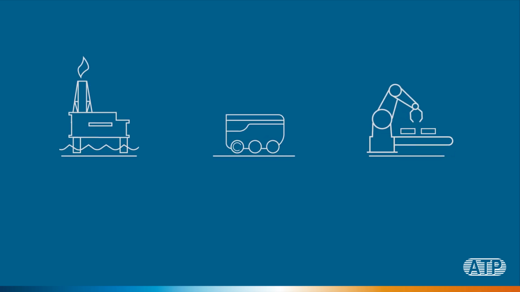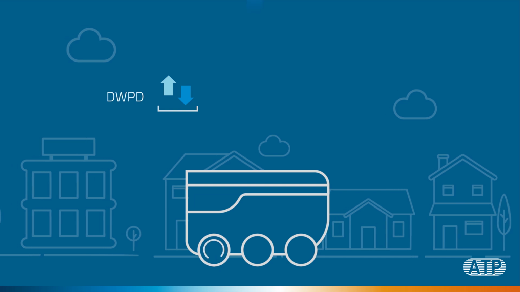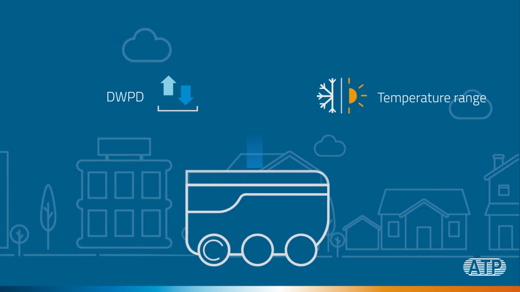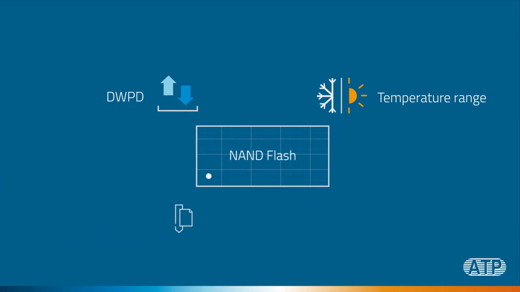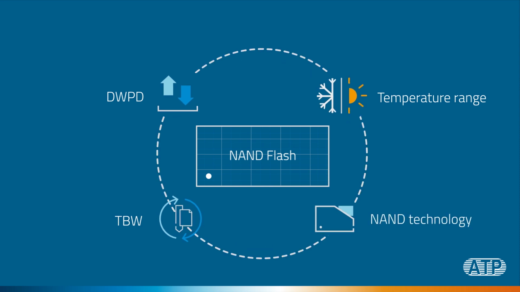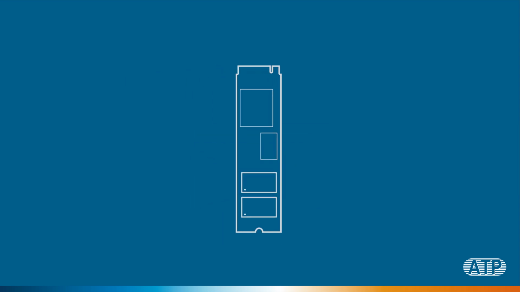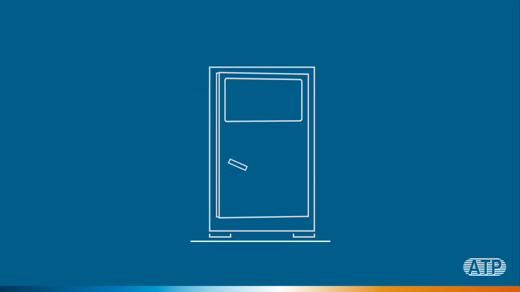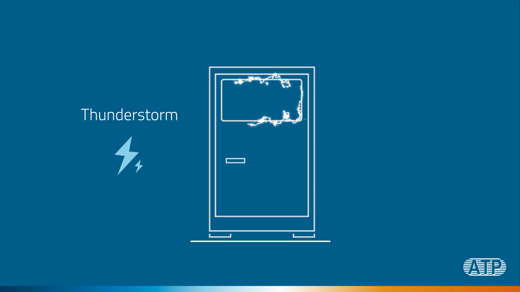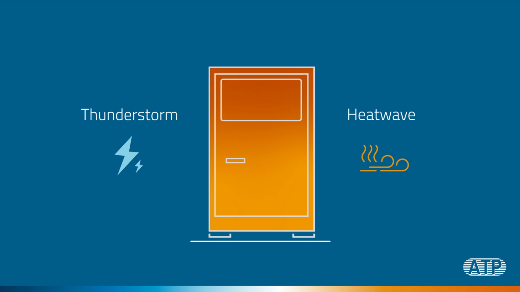First, we evaluate the application data usage workload based on drive write day, operational temperature range. Second, selecting a suitable NAND that is right for this application based on terabyte written NAND technology. Finally, when the drive is assembled with the selected NAND, the drive is then put through a stringent screening test. You can think of this step as simulating a thunderstorm or heat wave within the drive to test whether the drive or block can meet the client's requirement.